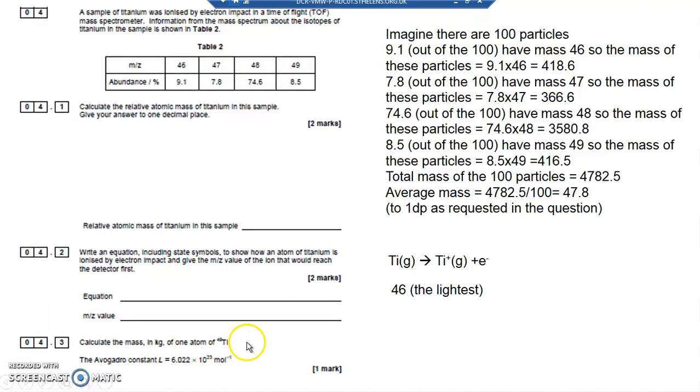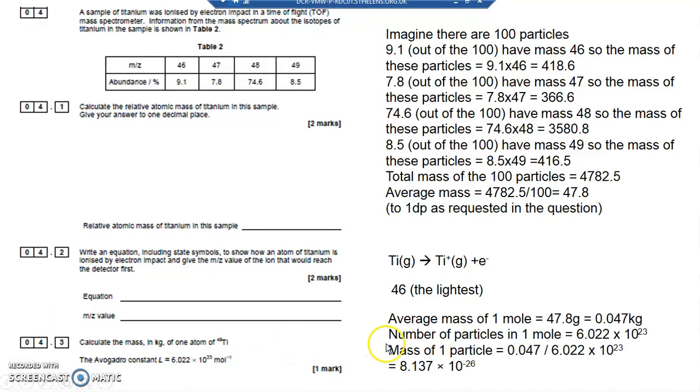Calculate the mass in kilograms of one atom of titanium. And you're given Avogadro's constant. So the average mass of 1 mole is 47.8 grams. We know the number of particles in a mole is 6.022 times 10 to the power 23. So it's 0.0478 grams converted to 0.047 kilograms. To convert grams into kilograms, you divide by 1,000. So a small unit going into a larger unit, divide by 1,000. So it's 0.047 kilograms, which is what it requests, divided by the number of particles in there, will give you the mass of 1 particle in kilograms.